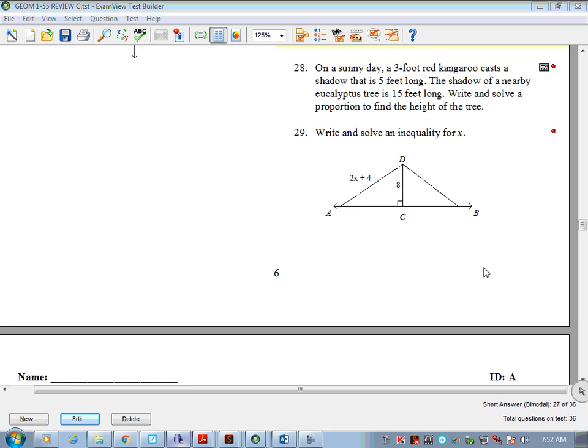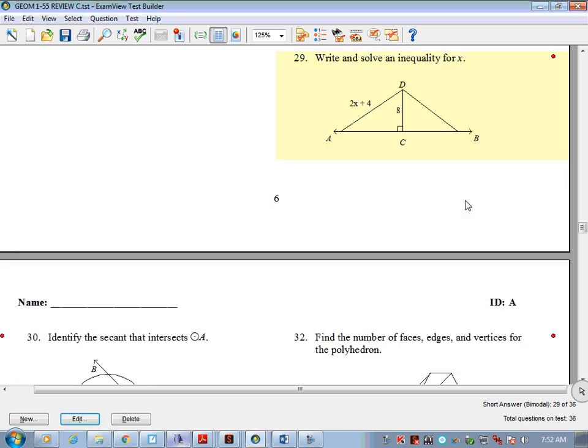Number 29. Write and solve an inequality for x. They give me this triangle DCB. In this case, to me, it's not really all that important because what I have on triangle ACD is a right triangle where 2x plus 4 is the hypotenuse because it is opposite the right angle. Two things we know about a hypotenuse are, one, that it's opposite the right angle, and two, that it will be the longest side of a right triangle. And that's really what I'm going to solve here, that 2x plus 4 is greater than 8. And I have to know that right off the beginning.